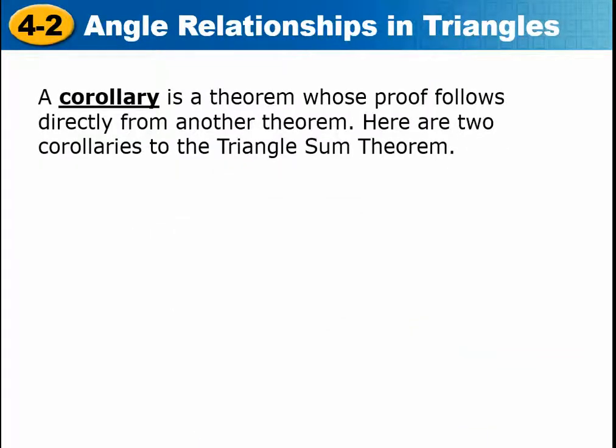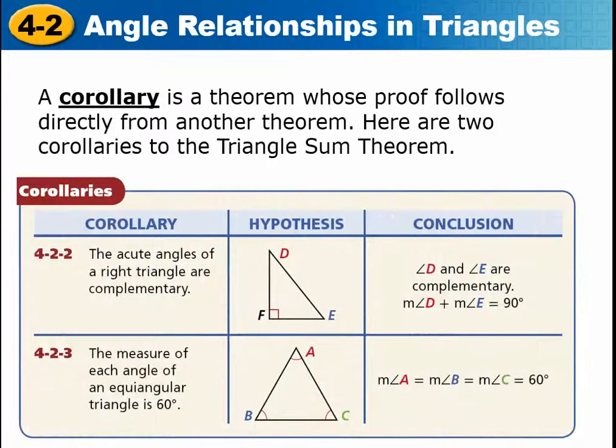A corollary is a theorem whose proof follows directly from another theorem. It's like a special case of the theorem. Here are two corollaries to the triangle sum theorem. Remember, the triangle sum theorem is that if you add up all the interior angles of a triangle, you get 180 degrees. Here are two corollaries.